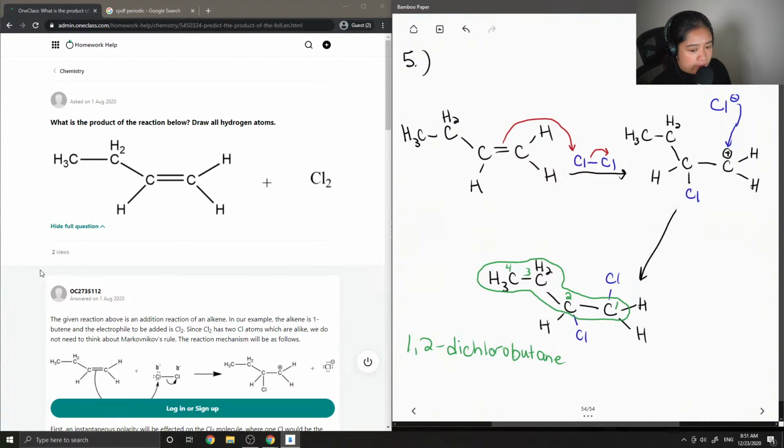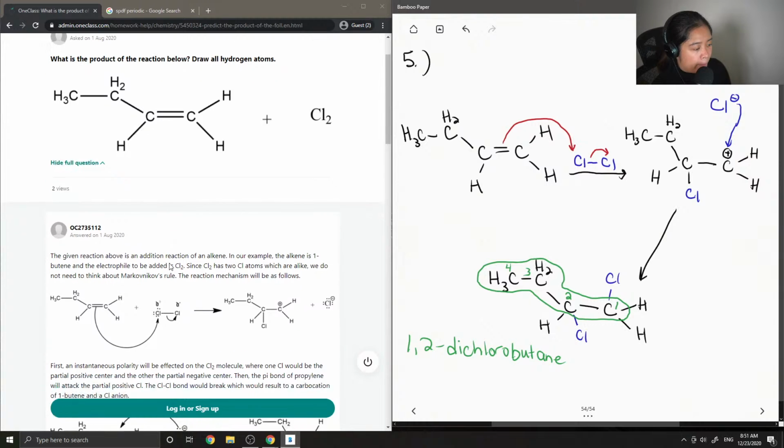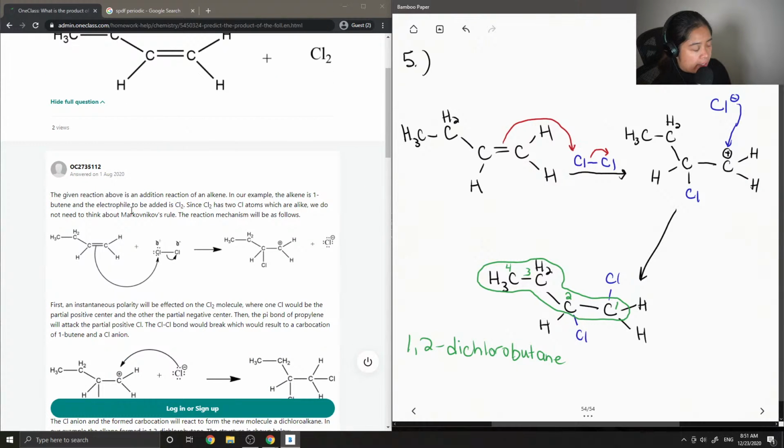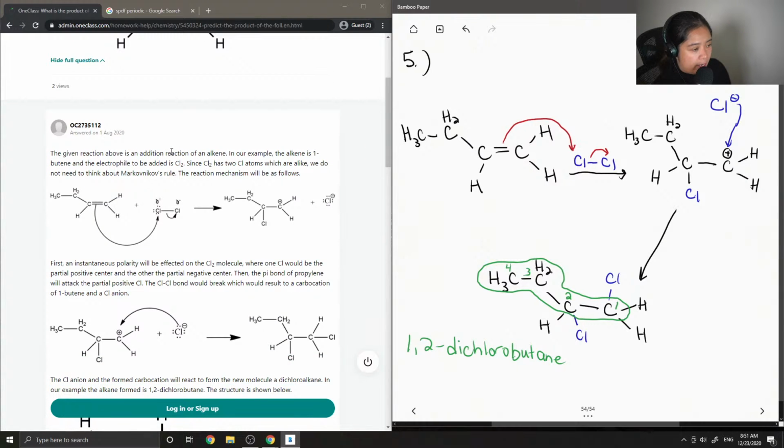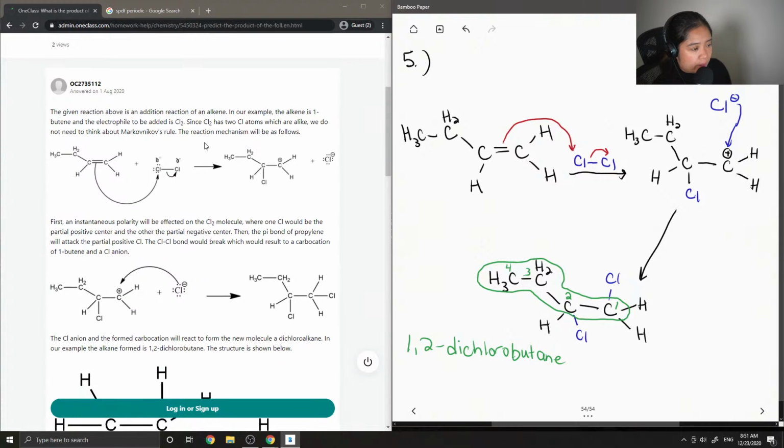Okay, so let's see what the junior tutor said. The given reaction above is an addition reaction of an alkene. In our example, the alkene is 1-butene, and the electrophile to be added is Cl2. Since Cl2 has 2 chlorine atoms which are alike, we do not need to think about Markovnikov's rule. The reaction mechanism will be as follows.